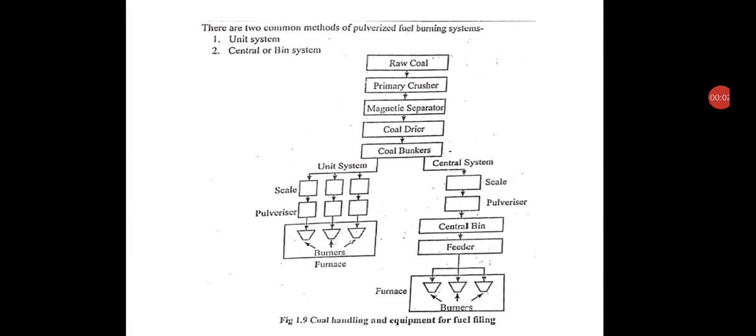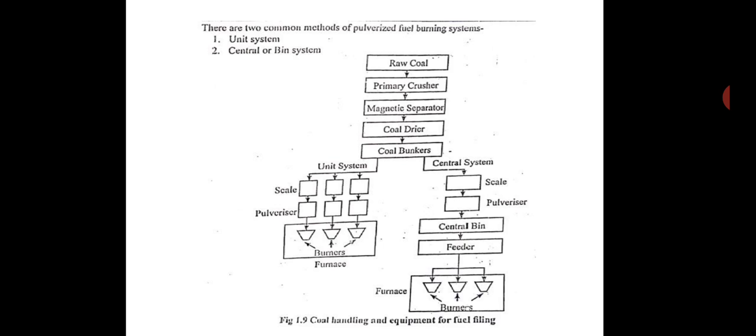Hello students, now we shall look into the pulverized fuel burning system. You can see there are basically two types of systems for burning this pulverized fuel. One is a unit system, and the second is a central or bin system. Both these systems are shown in one common diagram.